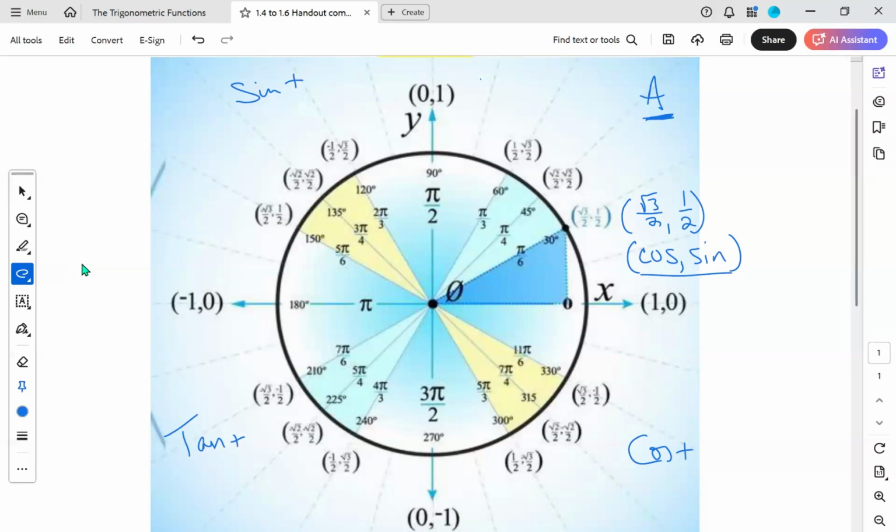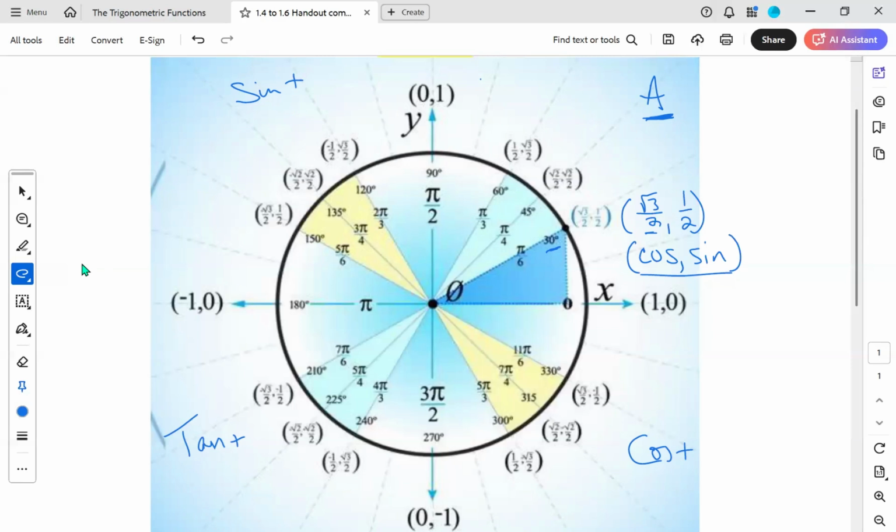So cosine is your first value. So if I want the cosine of 30 degrees, then it would be square root of 3 over 2 is my answer. And then 30 degrees is pi over 6. Everything that's on this unit circle, you will need to know. But again, you don't have to memorize it.